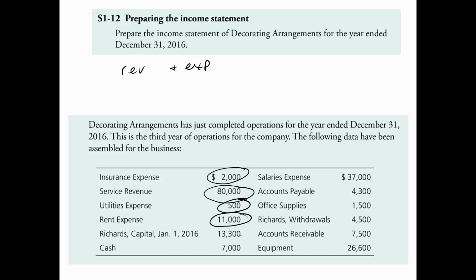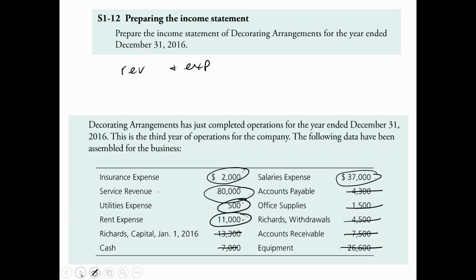Capital is not going to be on this one. I don't need that for now. Cash is an asset. I don't need that. Salaries expense I want. Accounts payable is a liability, so I don't want that. Office supplies is an asset. I don't need that. Withdrawals is part of capital. I don't need that. Accounts receivable is an asset. I don't need that. And equipment is an asset, so I don't need that. So I just need the revenue and 1, 2, 3, 4 expenses.